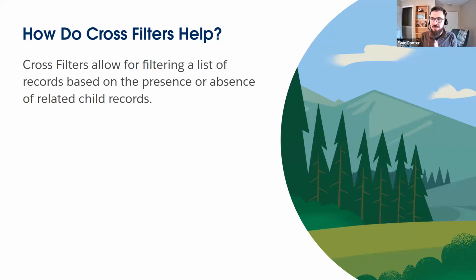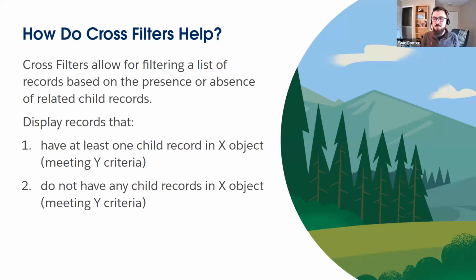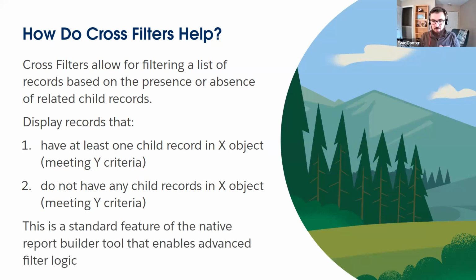Let's start with what is a cross filter and how does that help us in the reporting world? They allow you to filter a list of records based on the presence or absence of related child records. So if you want to show me records that have at least one child record in X object meeting Y criteria, a cross filter can help you do that. Or alternatively, you can say, show me records that do not have any child records in X object meeting Y criteria. A lot of the specialness of cross filters is that it prevents you from having to export two different reports, take it into Excel, and cross-reference the results of one against another in order to get the report you want in the end.